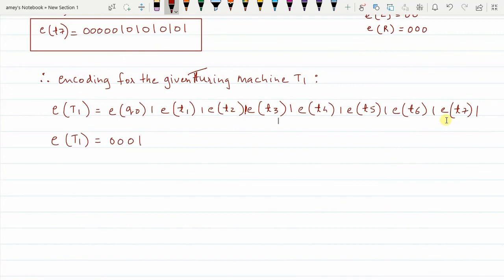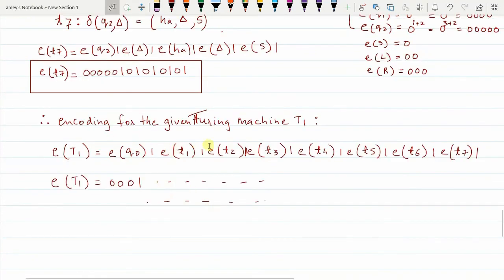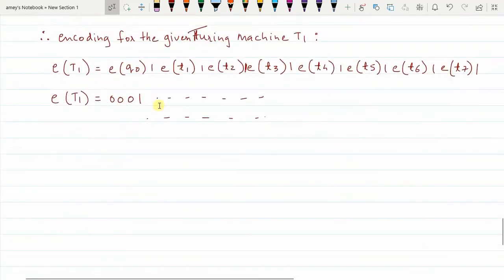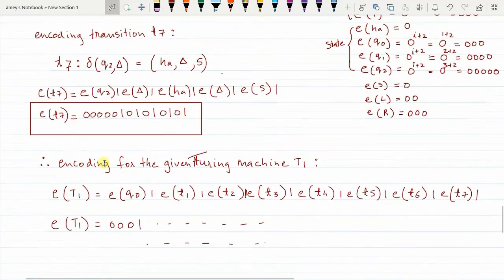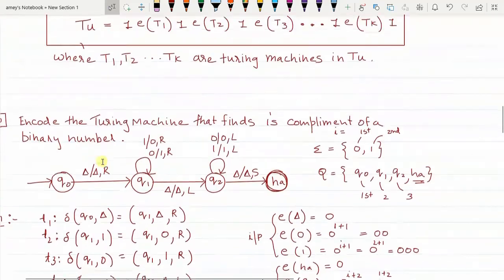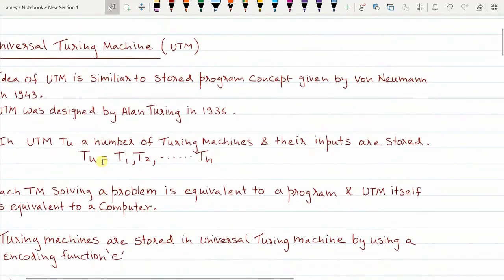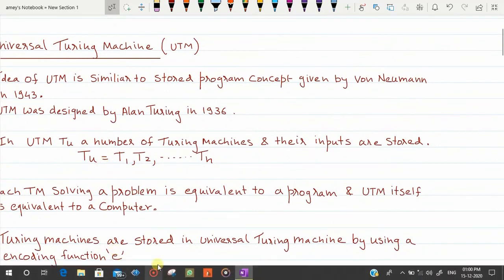separated with 1. Then you have to just replace this encoding function with the corresponding values that we have marked in the boxes. Separate them, and don't forget to separate them with 1. So that would be the final answer of encoding of Turing machine T1. So this is how universal Turing machine works. So this was the last concept in your unit 4.